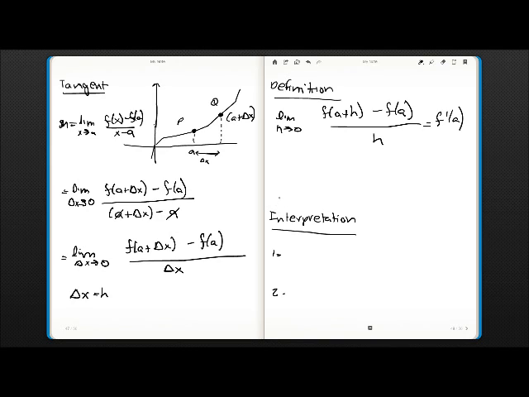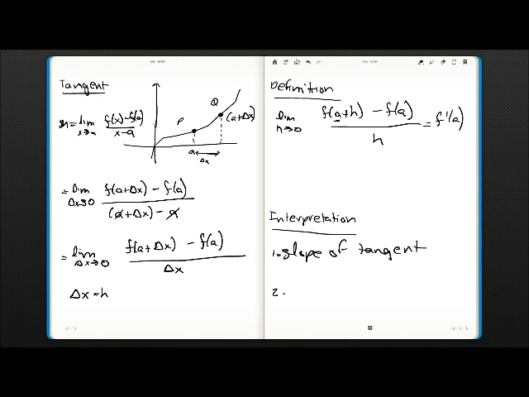And so what can we interpret out of this? First is that this gives the slope of a tangent at a given point. So in this case, this will give the slope of the tangent at point a.